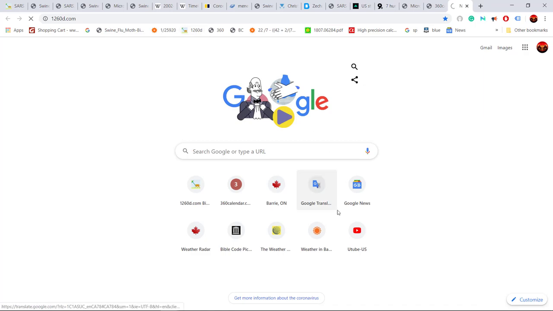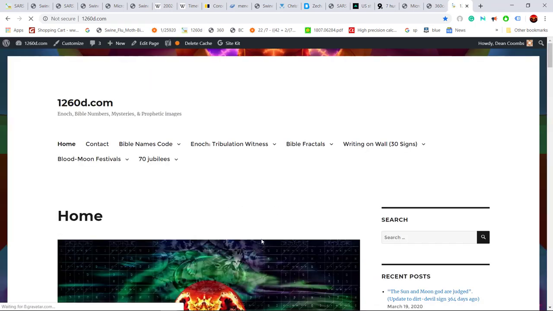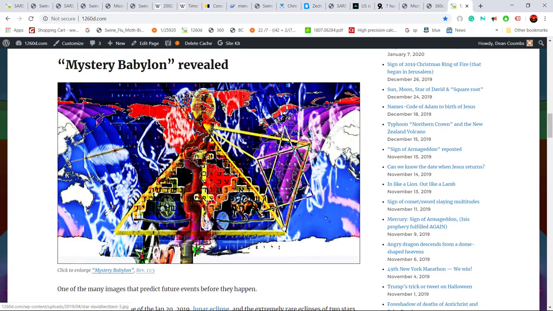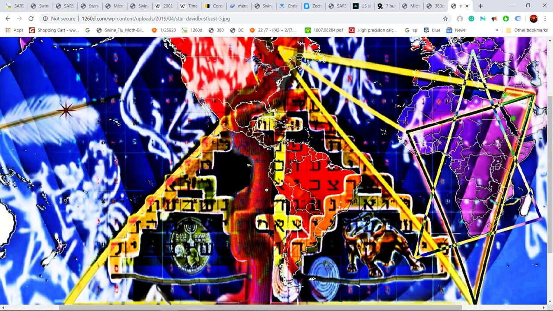Maybe I should do this, to show you the pictures. If you haven't been to 1260D.com, it's a common image. Well, it's not the best picture to see it, but you'll see there's a scale. That's a picture of Babylon over the earth map. It represents mystery Babylon covering the whole earth.